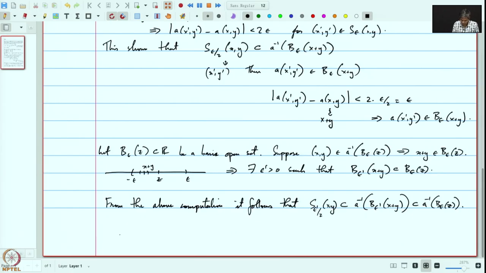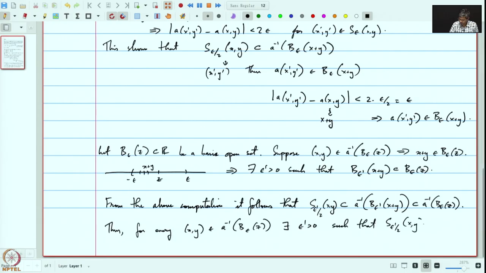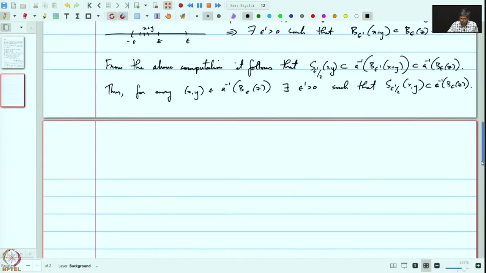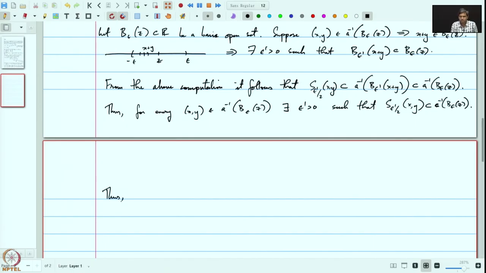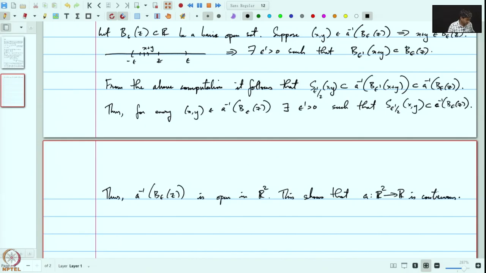So what this shows is that for every x comma y in A inverse of B epsilon z, there exists some epsilon prime positive such that S epsilon prime by 2 of x comma y is contained in A inverse of B epsilon z. So therefore, by the definition of the standard topology on R2, A inverse of B epsilon z is open in R2. So this shows that the addition map is continuous. Similarly, let us show that the multiplication map is continuous.